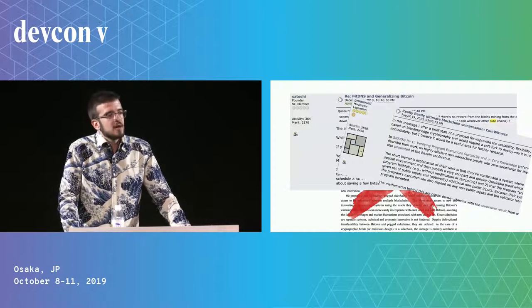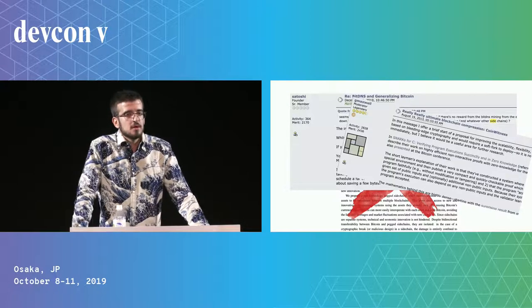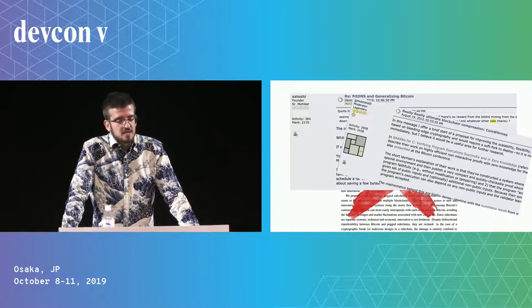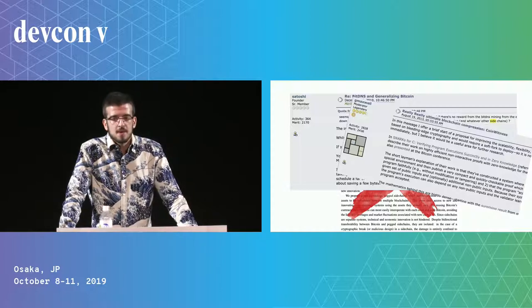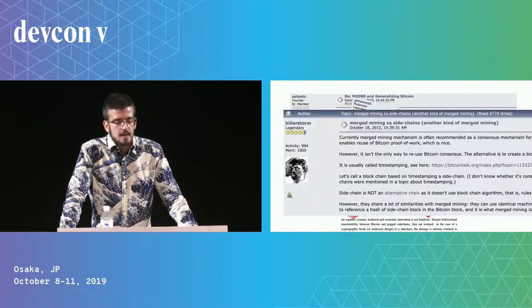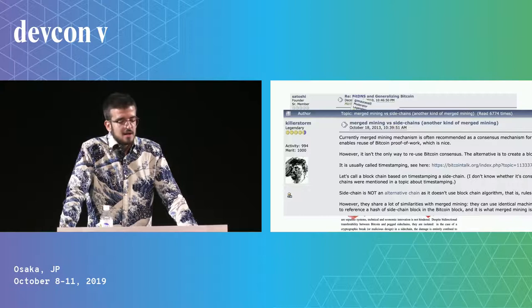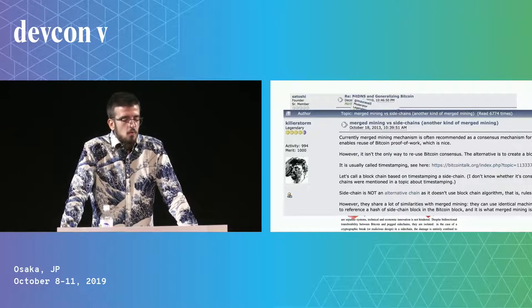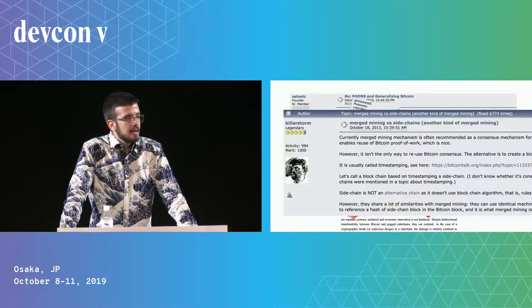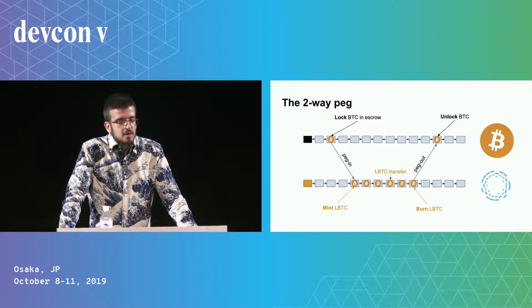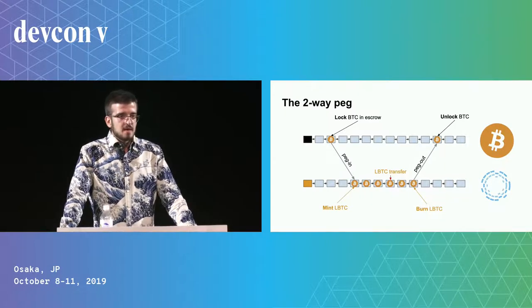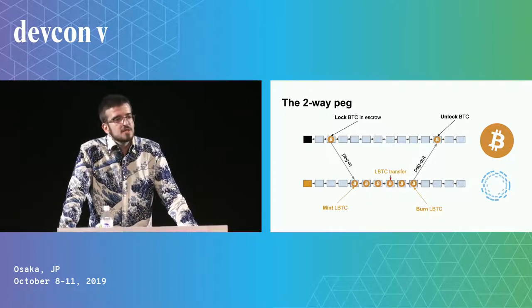Three years later, you have Greg Maxwell, a very prominent Bitcoin Core contributor, who describes a scheme called Coin Witness, which is very similar to what people call today ZK Rollup. And then we have this guy called Killer Storm, who actually described the first sidechain construction by utilizing certain types of proofs.